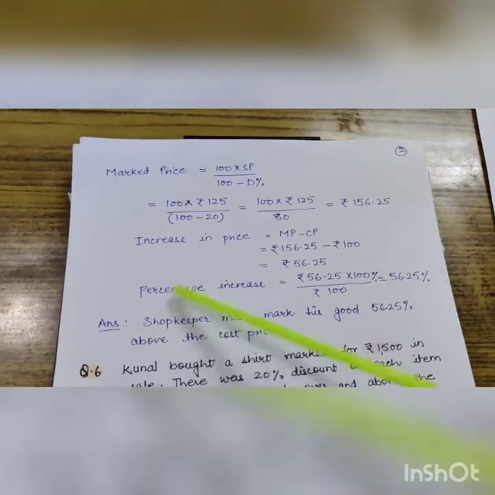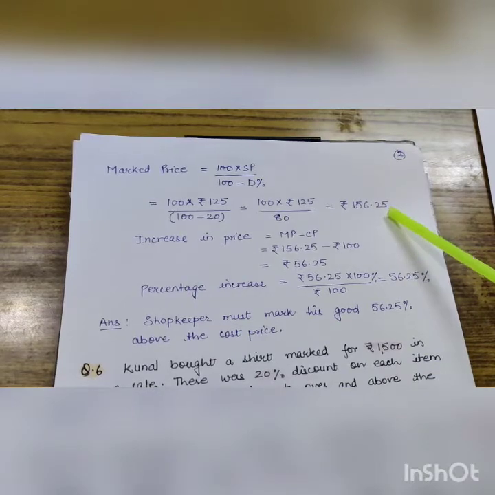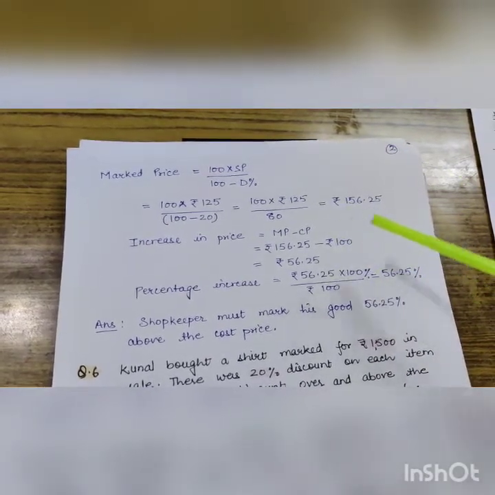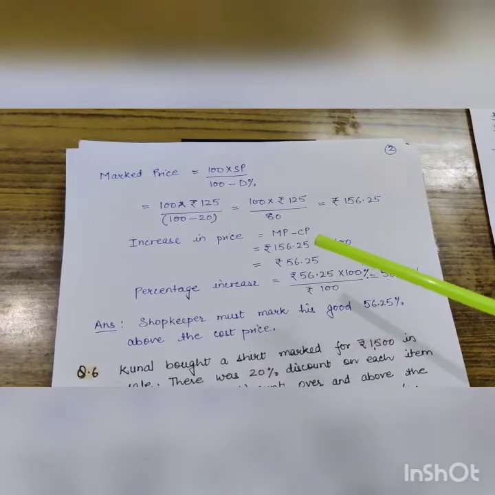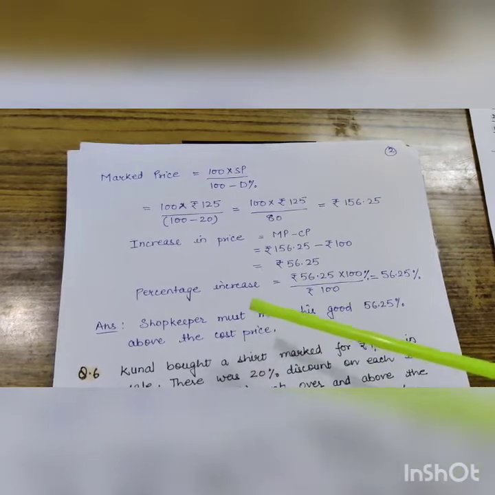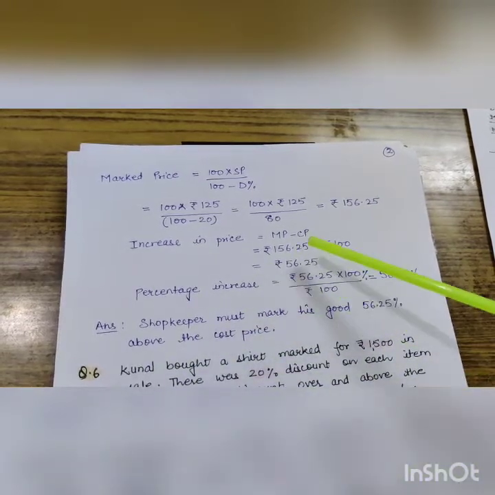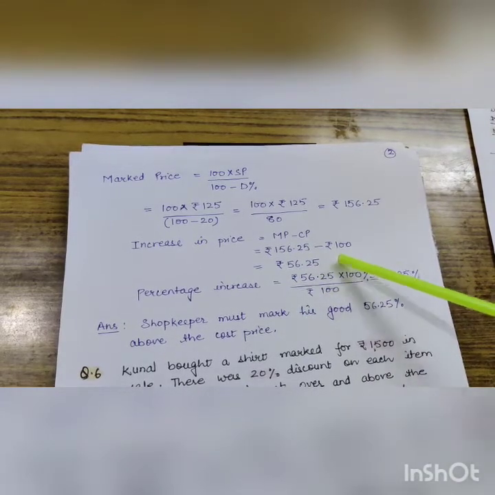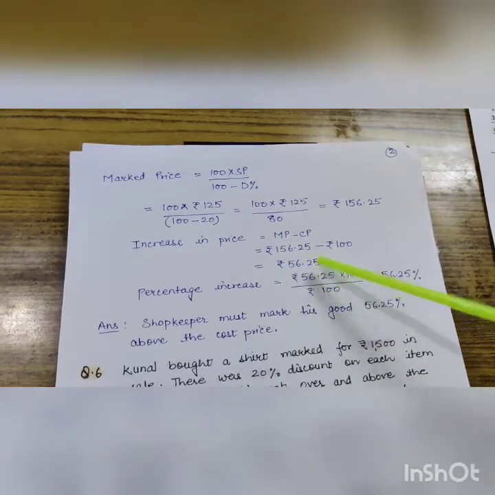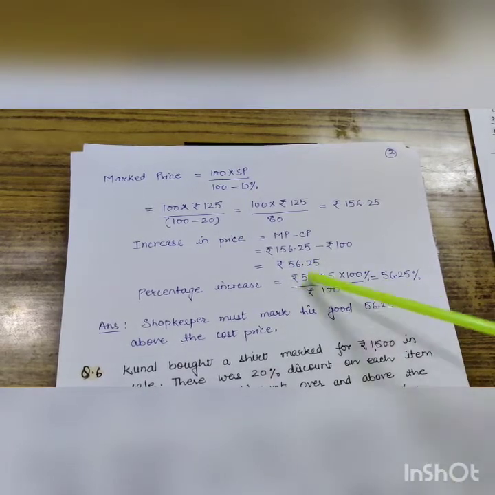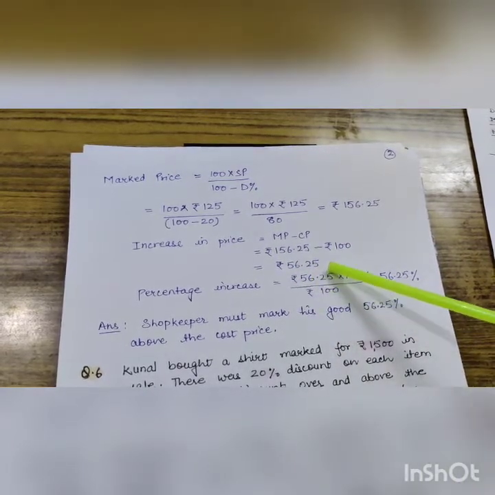Right. So now we have got the marked price, we have got the selling price, and we have assumed the cost price also. Now what they are saying is, how much above the cost price should he mark his goods. So we need to find out the difference between the marked price and the cost price. The marked price is this, and the cost price was 100 that we assumed. So the difference of these two is equal to 56.25 rupees. So the increase in price is 56.25.